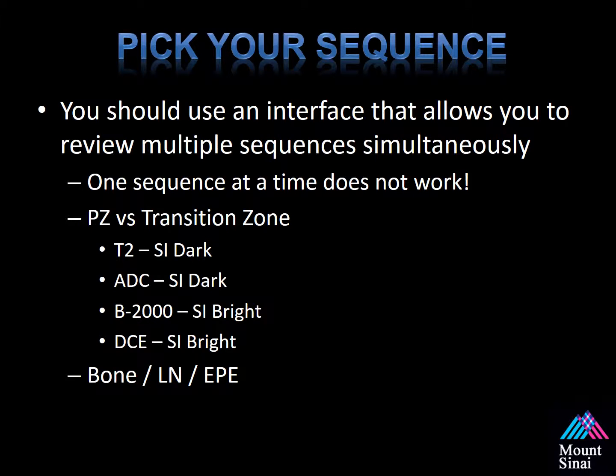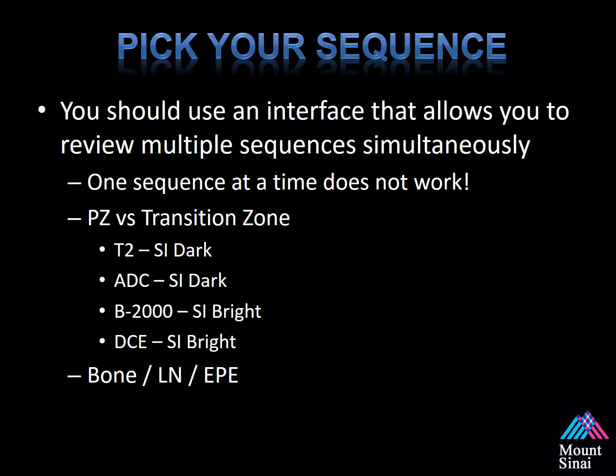When reading MRI, you need to pick your sequence. You should use an interface that allows you to review multiple sequences simultaneously. One sequence at a time does not work. You should look at the peripheral zone first, then the transition zone, and see what's positive. Well, T2 signal intensity is a low or dark spot. ADC is also a dark spot. A B2000 diffusion weighted imaging is the opposite. It's a bright spot, which I showed you earlier about diffusion weighted imaging.